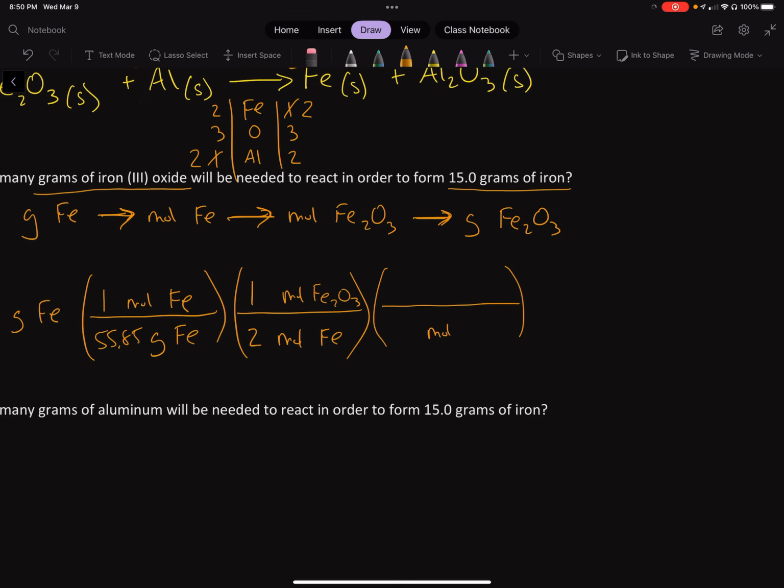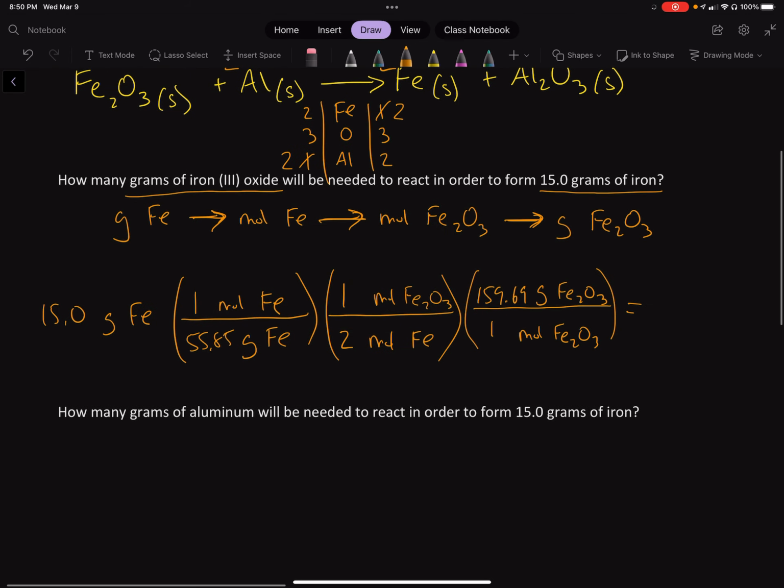So I'm just going to fill in my units really quick. We need moles of iron oxide to cancel, and we want grams of iron oxide. And the molar mass that we should get is 159.69 grams per 1 mole. So that's our setup, and just confirming that our units are canceling appropriately. Grams of iron cancels with the first conversion, moles of iron cancels here, and then moles of iron oxide will cancel, and we will be left with grams of Fe2O3.